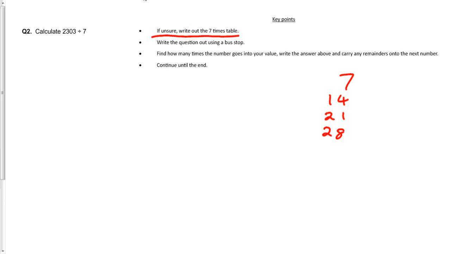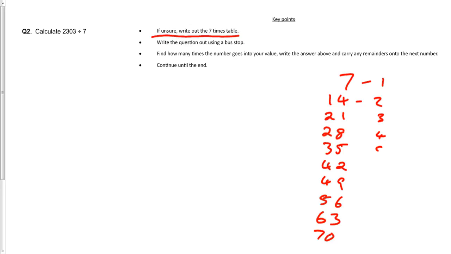So I always break 7 down in my head into 5 and 2. So that's add on 2 is 30, add on another 5, that's 35. Then 42, 49, 56, 63, and 70. So that's one lot of 7, 2 lots, 3 lots, 4 lots, 5 lots, 6 lots, 7, 8, 9, and of course 10 lots of 7.